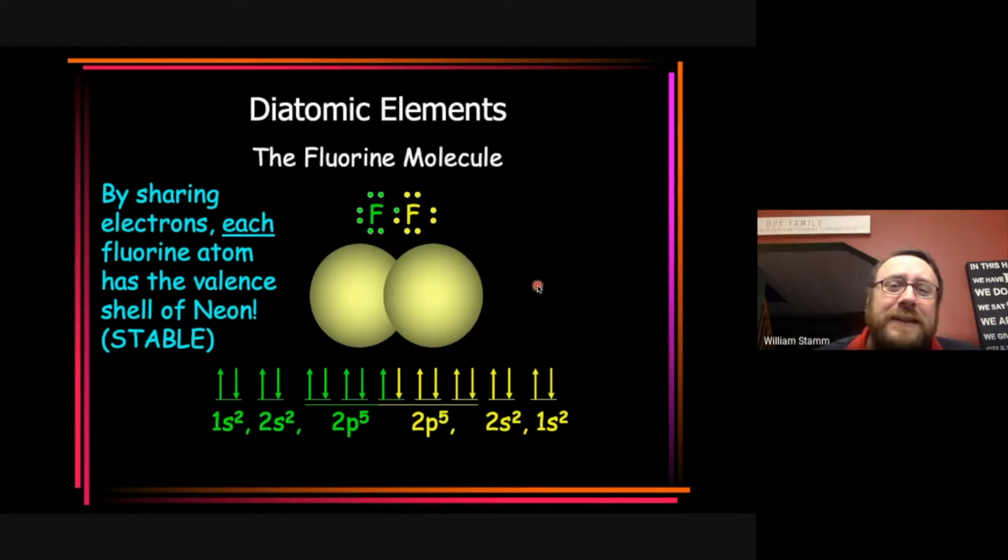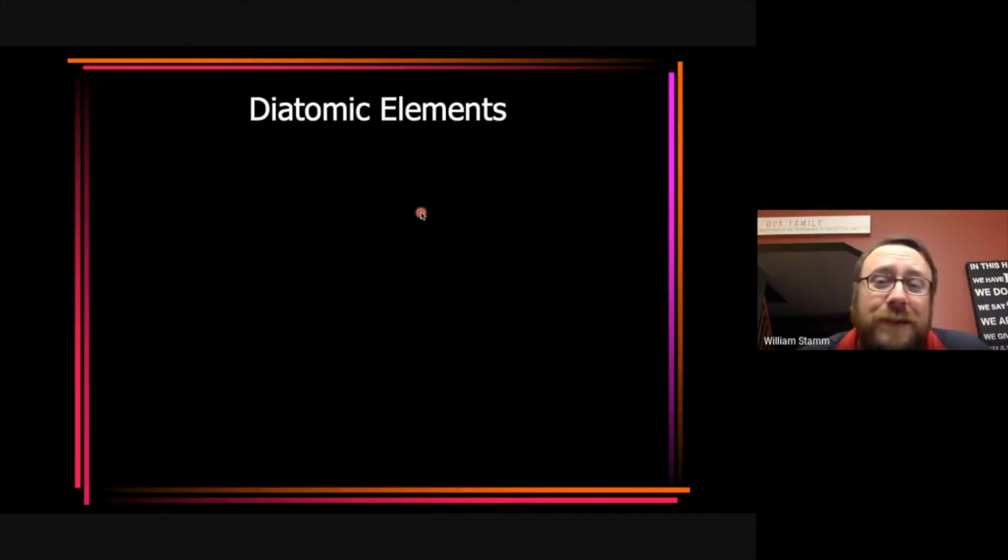Now, by sharing these electrons, each fluorine in this bond has the valence shell of the nearest noble gas, which happens to be neon in this case. And that makes it stable. Noble gases are stable because they have an octet. Well, this fluorine, when it's covalently bonded to this other fluorine, also has that same stable octet that neon has. And that's why we prefer to be like this, bonded with another fluorine.